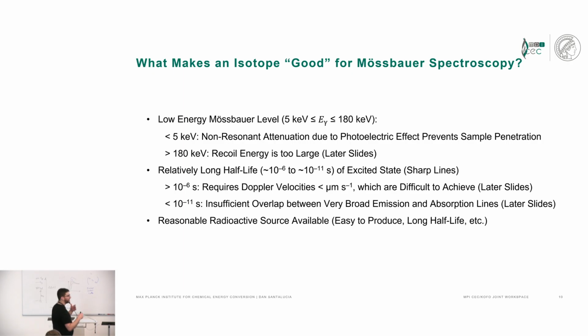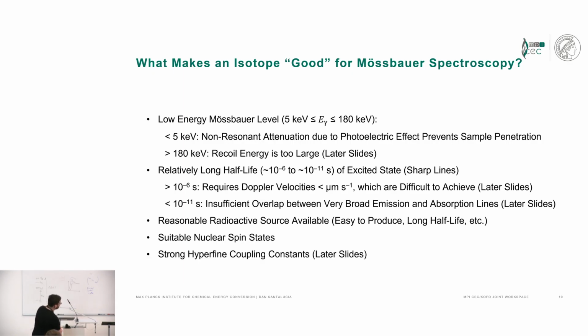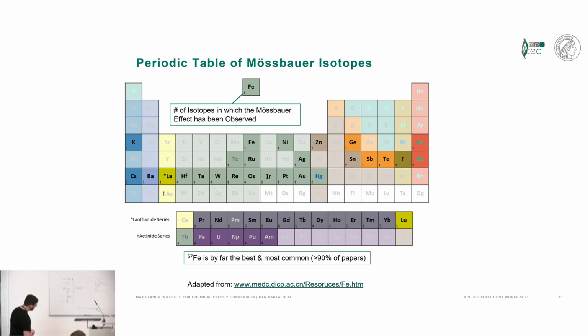You need to have some radioactive source that's readily available, that has a relative ease to be produced, and that has a relatively long half-life. In the case of iron, we're using sources with a half-life on the order of a year. You need to have nuclear spin states that are congruent with what you want to do. You need to have a good hyperfine coupling constant. So there's this list of requirements, and what does that lead to? It leads to this being what's possible in Mössbauer. Basically up to americium, it's been done.